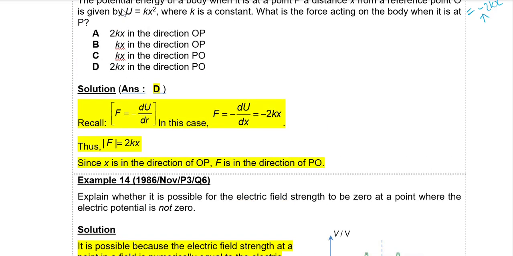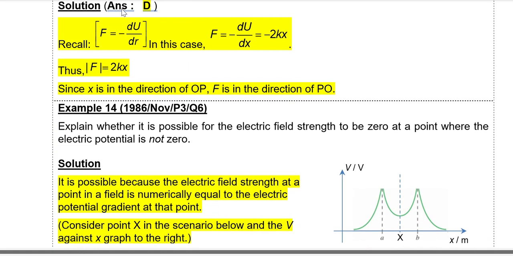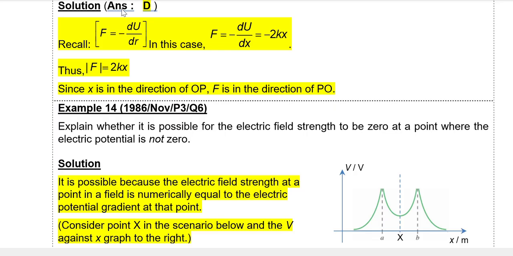Okay, we carry on with question 14. I hope you have tried. Is it possible for the E field to be zero at a point where electric potential is not zero? So let's try and write down this question. Can E field equal zero if V is not equal to zero?